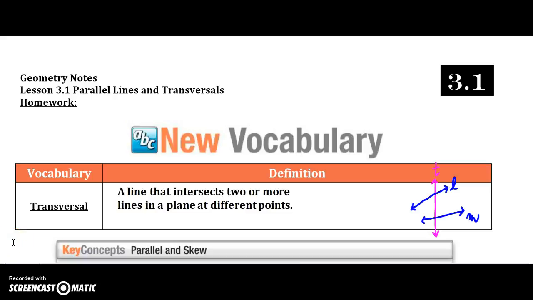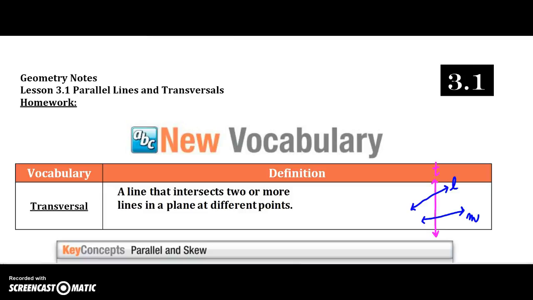Today we're going to start section 1 of chapter 3, talking about parallel lines and transversal. Just getting some background information with this word transversal will be very helpful, even in the coming section. A transversal is a line that intersects two or more lines in a plane at different points.